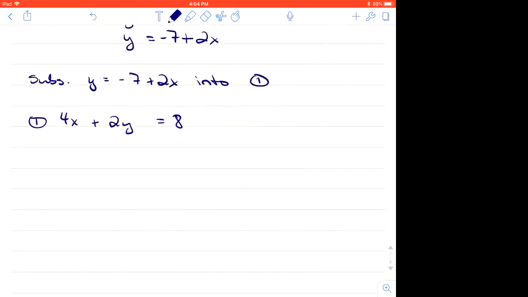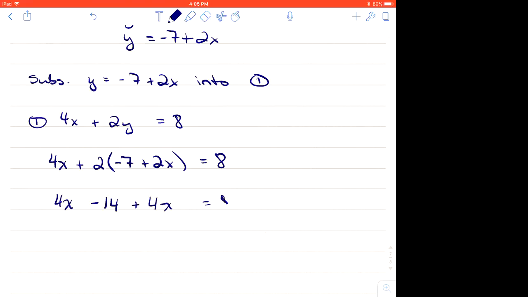Okay. So 4x stays the same. We have 4x plus 2 times y, which is now negative 7 plus 2x, equals 8. Okay. We can expand the 2 inside, right? So 4x plus, well, I'll just make it negative right away, right? 2 times negative 7 makes minus 14. And then 2 times 2x makes 4x is 8.